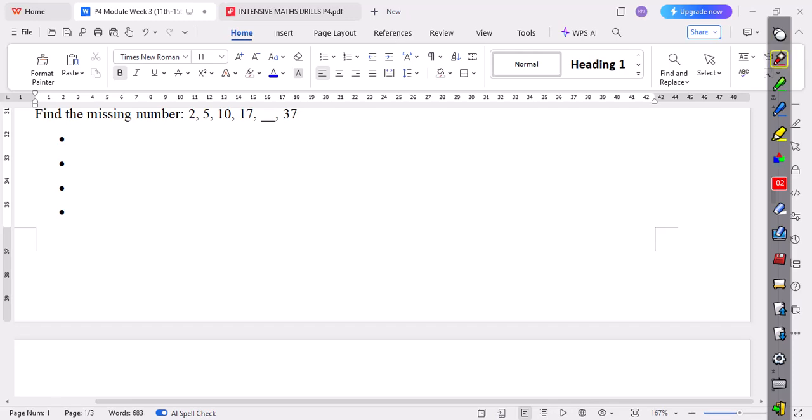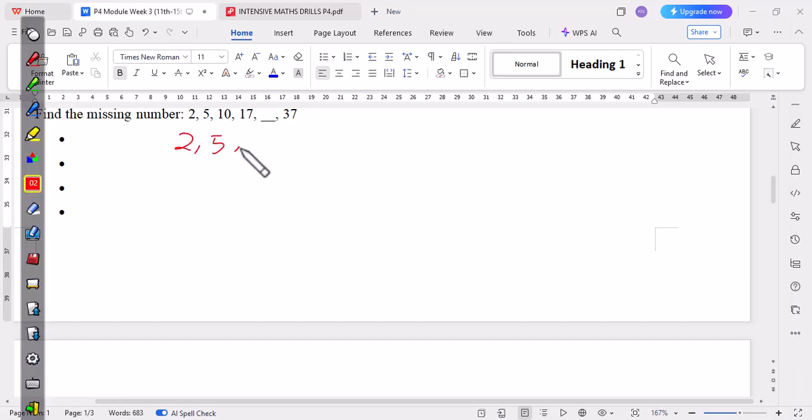So here we have a question. Find the missing number. So if you write 2, 5, 10, 17, and 37. Here, if we find the difference between the numbers, we have plus 3, plus 5, plus 7. So plus 3, plus 5, plus 7.